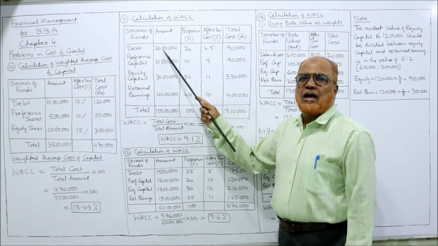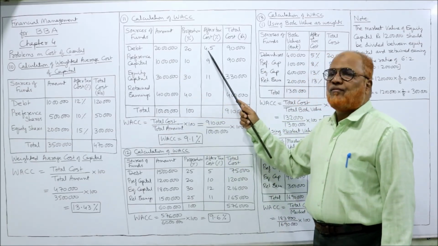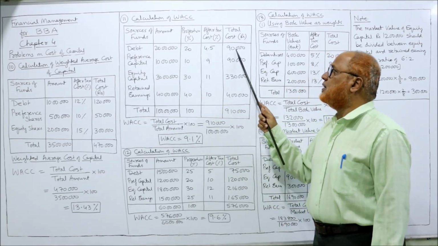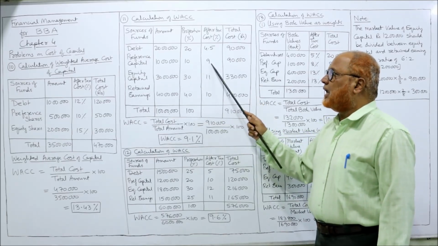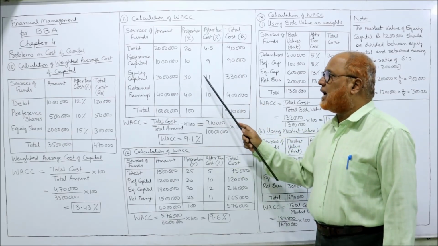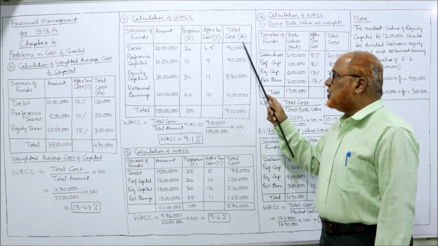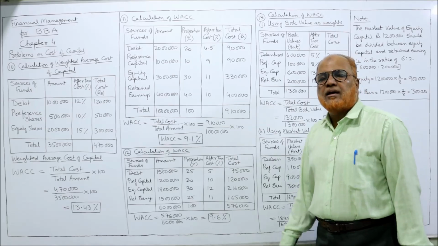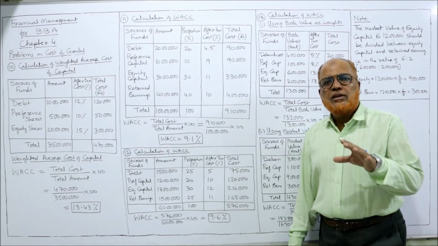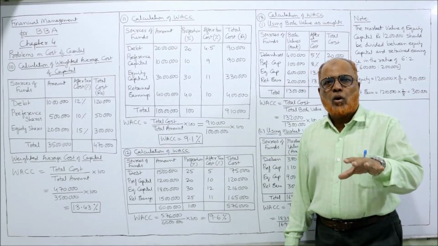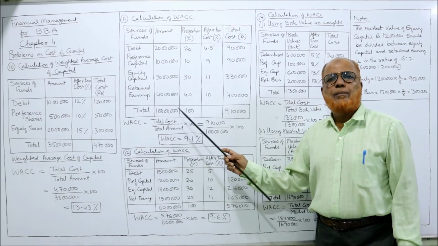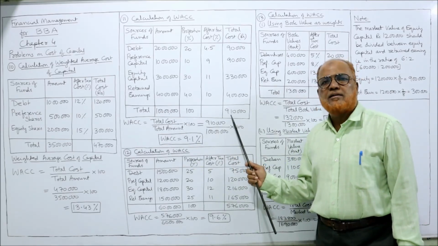Amount is 20 lakh into 4.5%. You will get 90,000. 10 lakh into 9%, 90,000. 30 lakh, 11%, 3 lakh 30,000. 40 lakh, 10%, 4 lakh. The total of the cost is 9 lakh 10,000. That means on the total capital employed 1 crore, the company pays the cost of 9 lakh 10,000.